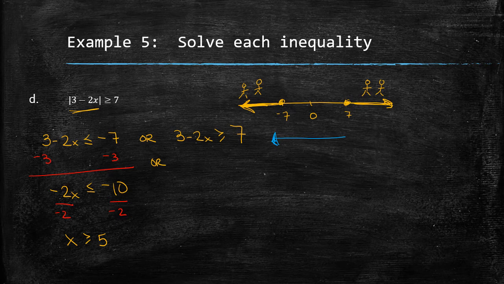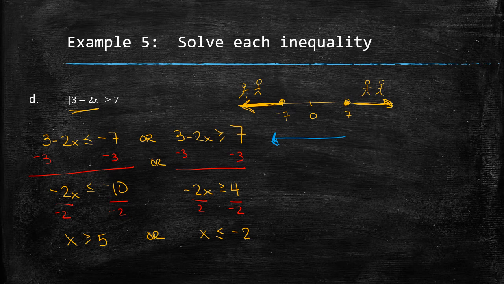Or, okay, so real quick, I'll solve the second one. So again, subtract 3 from both sides. This time we'll have negative 2x is greater than or equal to 4. Divide everything by negative 2. Again, we have to switch the symbol. So x is less than or equal to negative 2.